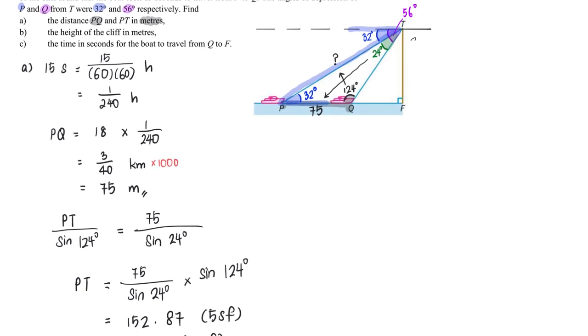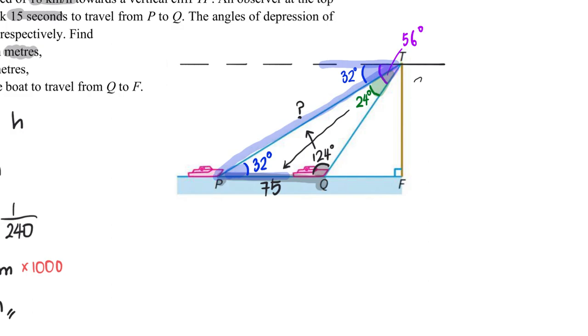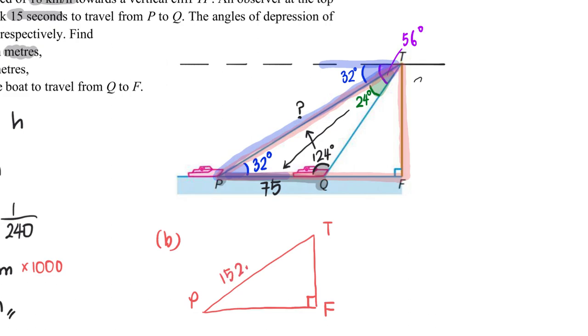Find the height of the cliff in meters. So for part B, I'm going to redraw this triangle using red color. Now that I know PT and I need to find TF, this is actually a right angle triangle, PTF. Let's see, what information do we have? We have previously from part A, PT is 152.87 meter. We would also have angle 32 degrees here. And with these two pieces of information, I could apply the trigonometry ratio.